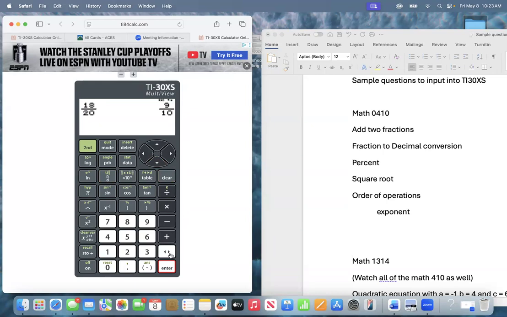This button, I call this the converter button. If you hit that, notice that it went from a fraction to a decimal. If you hit it again, it goes back decimal to fraction. So that converts between forms of numbers.